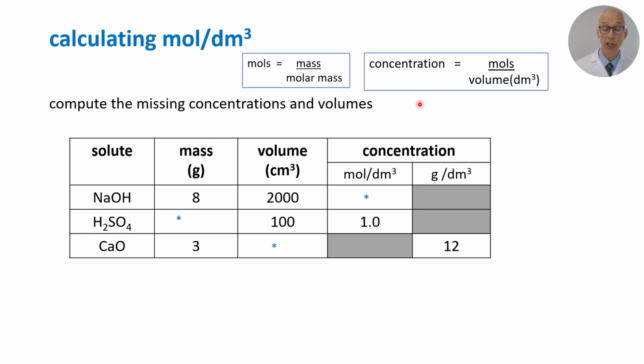If you are confident about these calculations, just skip ahead a couple of slides. Otherwise, try to calculate these three missing values. Concentration of sodium hydroxide given a volume and a mass, the mass of hydrogen sulfate given a volume and a concentration, and the volume of calcium oxide solution given the mass and the concentration in grams per decimeter cubed. Stop the lesson, try the three calculations, come back to check your answers when you are ready.